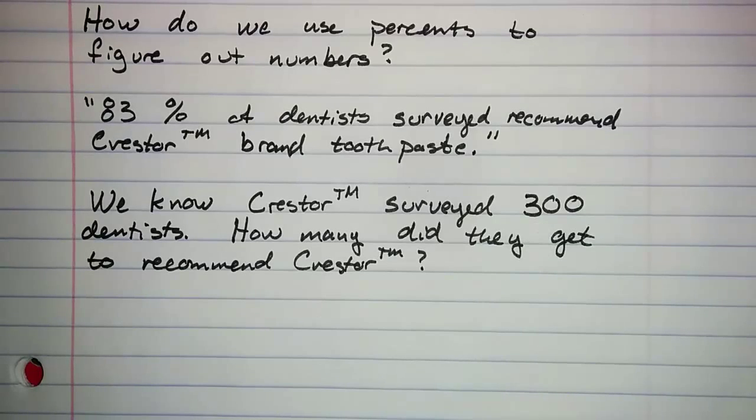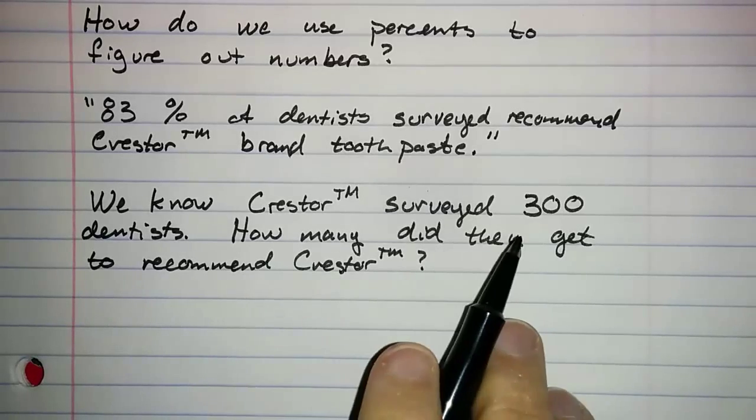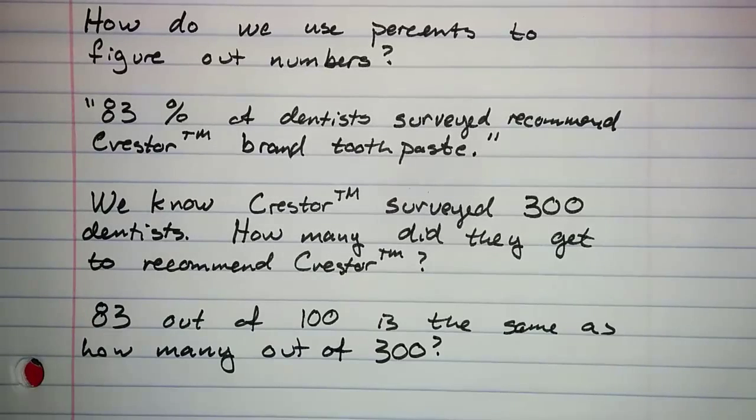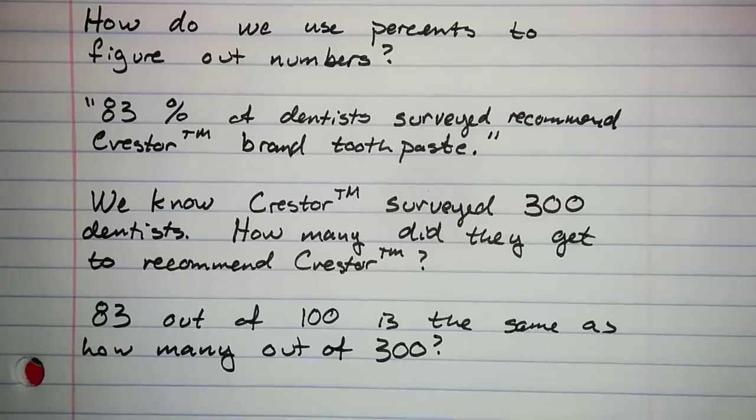Well, the total dentists surveyed was 300. And we know that for every 100, we had 83. So what we want to know is 83 out of 100 is the same as how many out of 300? I don't know about you, but this suggests a proportion to me.